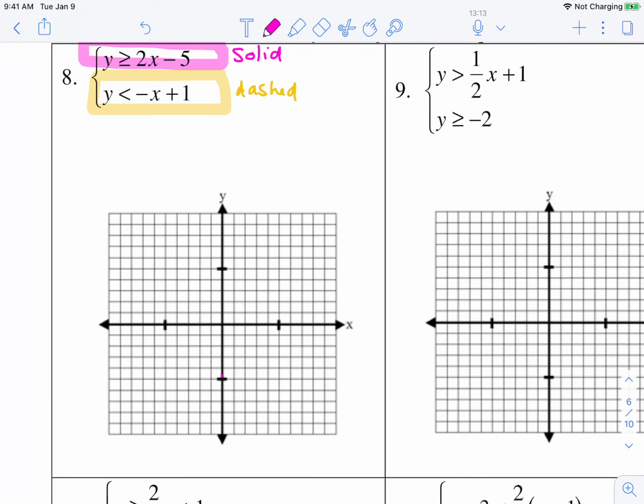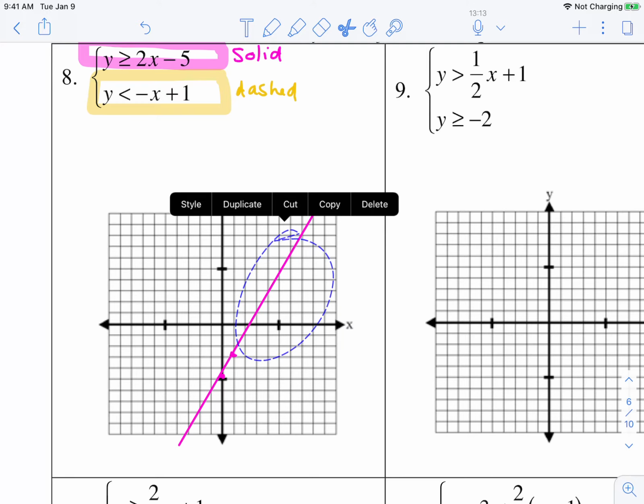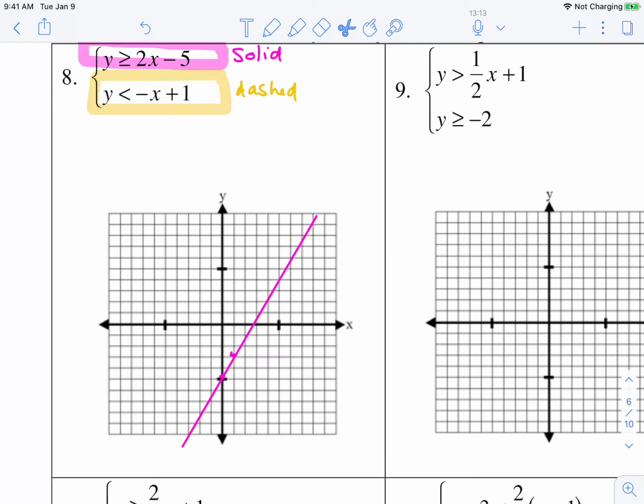I go to negative 5 on the y-axis. That's my slope-intercept. I go up, or I'm sorry, that's my y-intercept. I go up 2 over 1. And I put a solid line through those points. Next, I'm going to go ahead and shade. So I want to test.